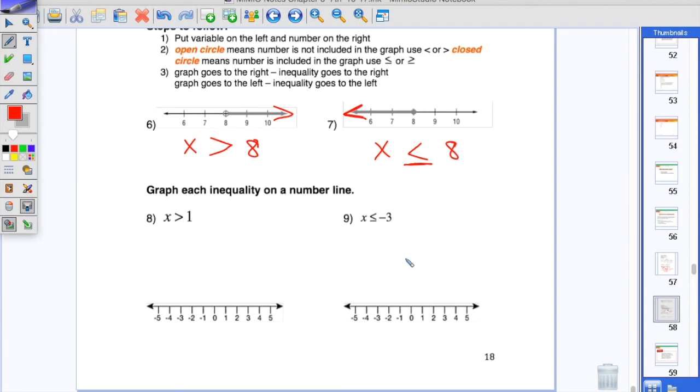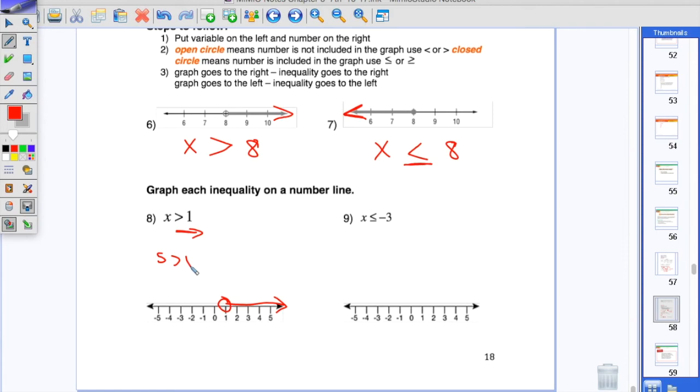Next part, we're going to graph each inequality on a number line. So we have x is greater than 1. We're going to do an open circle because it's not equal to it. Our inequality is pointing to the right, so our graph is going to go to the right. Check it to see if your solutions work. Is 5 greater than 1? Yep, that's true, so that works.